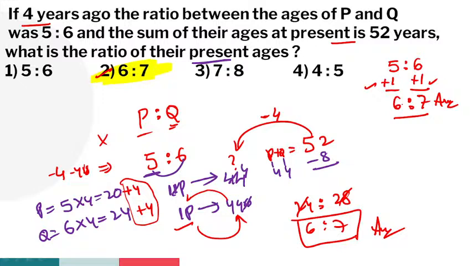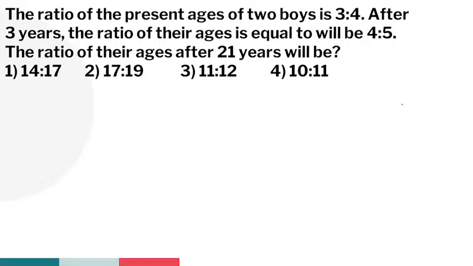Because 1 year is equal to 4 parts, sorry, 1 part is equal to 4 years and 4 years is equal to 1 part. That's why simply we are adding +1. Okay, right, move on to the next one guys.